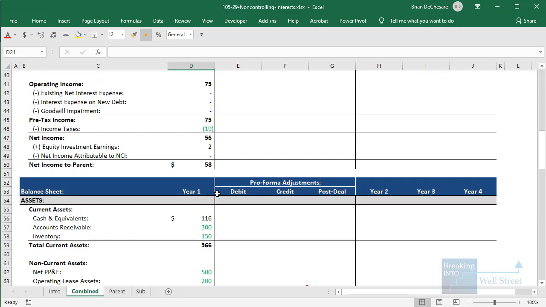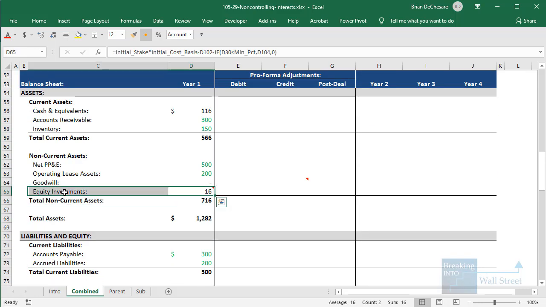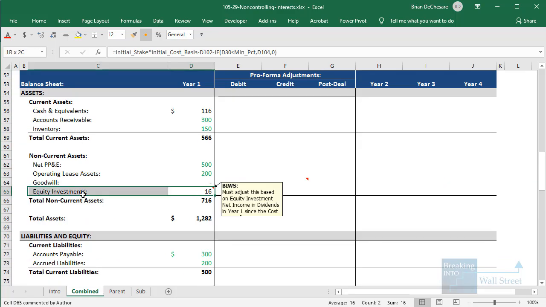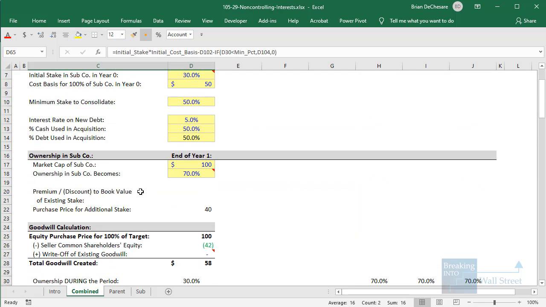Because when we remove this equity investment and replace it with goodwill and a non-controlling interest, if we are basing these on different market values, the balance sheet is going to go out of balance. So we need to look at this premium or discount somewhere.